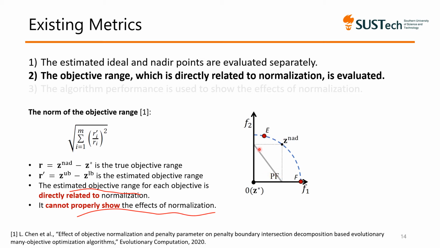As illustrated in this figure, points E and F have completely different effects on normalization, but the 3 points, E, F, and the true nadir point, have the same value of this metric.